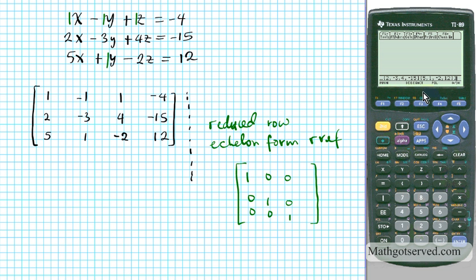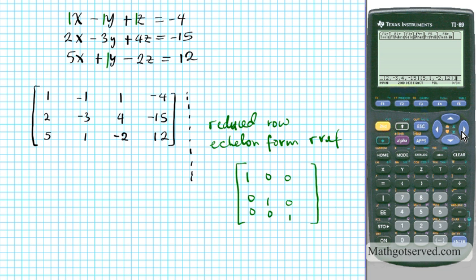Okay, let me go over my rows again just to make sure I made it correct. I entered it correctly. 5, 1, -2, 12. Okay, good. 2, -3, 4, -15. Good. Let's check row 1 just to make sure. 1, -1, 1, -4. Perfect.